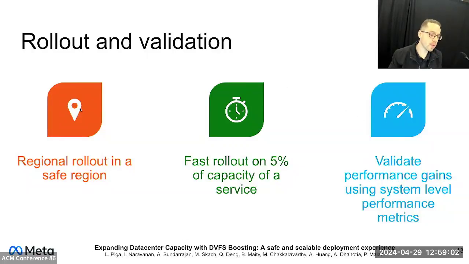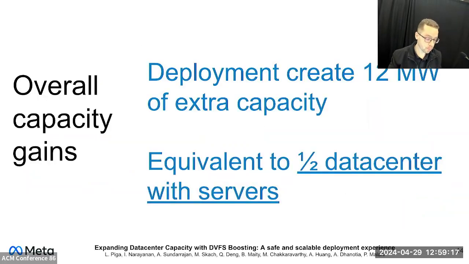So we roll out in a single region, and then we compare the results, and we validate if this is going to benefit or not. And if it benefits, we capture this and propagate to other regions. And if not, we just reverse.